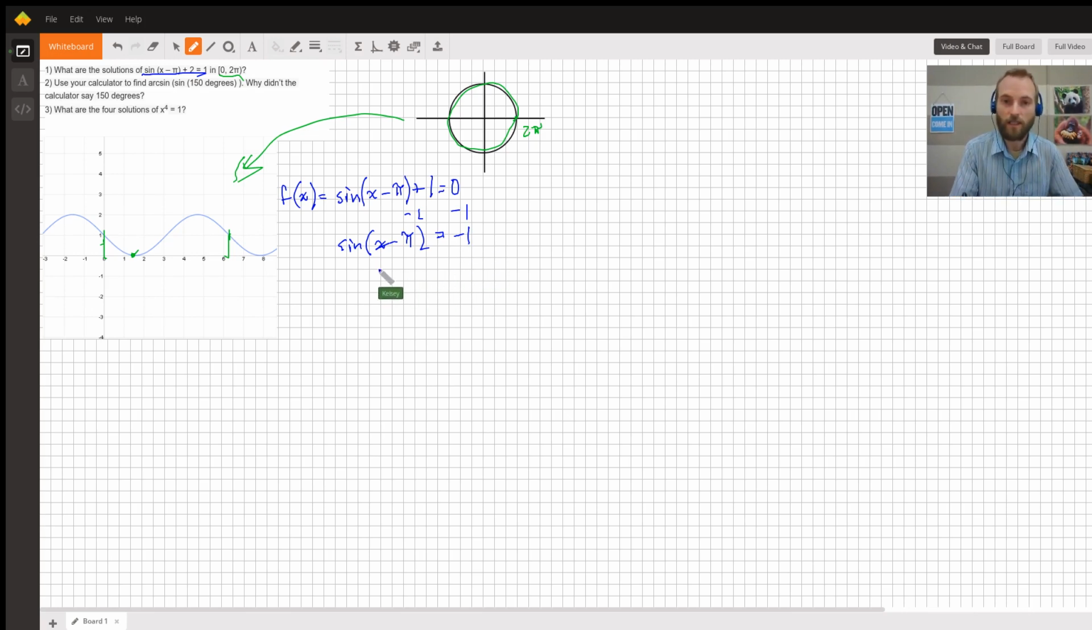Well, let's think about arcsin. I know they want us to use arcsin because they're actually asking for arcsin in the next question. If we use arcsin, or the inverse sine function, on both sides, we're going to get rid of the sine on the left-hand side, leaving x minus pi. That goes away. It's like an inverse function. It is an inverse function.